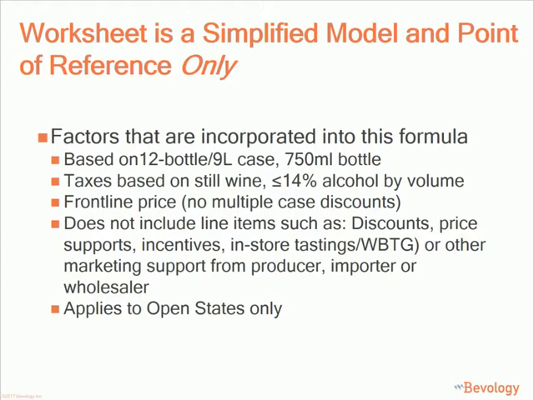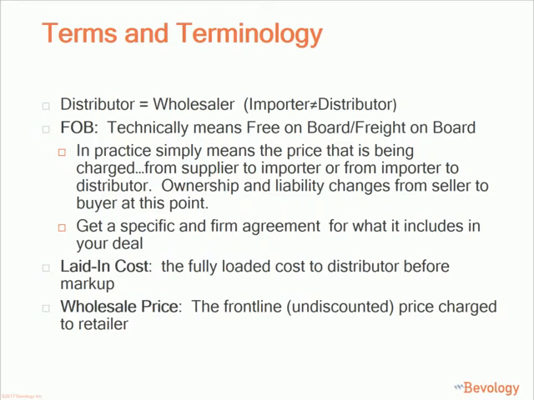We're going to be talking about the frontline price, meaning no multiple case discounts, no price supports, incentives, in-store tastings, wine by the glass programs, or other marketing support from the producer, the importer, or the wholesaler. That doesn't mean that those things don't need to be done or are not important. They absolutely are. We're just saying in order to understand the price structure model, we're leaving all of those complicating issues out. And lastly, on this particular slide, it applies to open states only. As you probably are aware, control states have their own pricing system, and it varies from one to another.